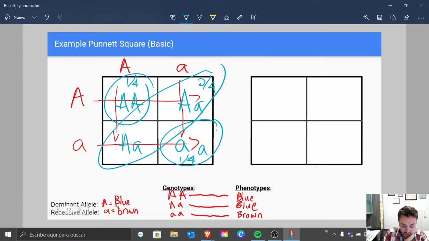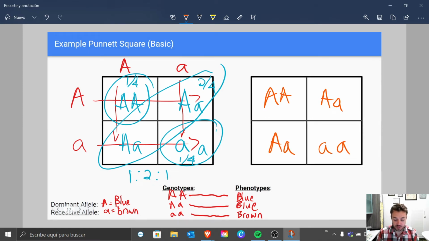So in other words, I could say I have 1 big A big A, 2 big A little a, and 1 little a little a. This is what's known as a ratio. A 1-2-1 ratio is very typical for the genotype of two heterozygous parents. But if I were to talk about phenotypes, things change a little bit. What phenotypes am I going to get? I'm just going to write out what I got over here again to have it be a little bit clearer.